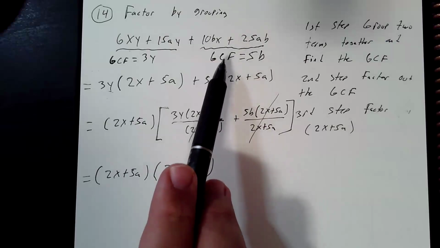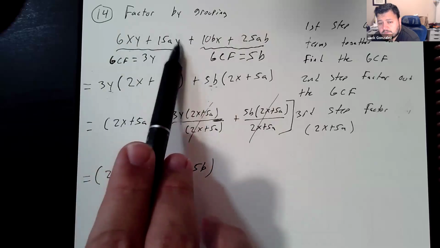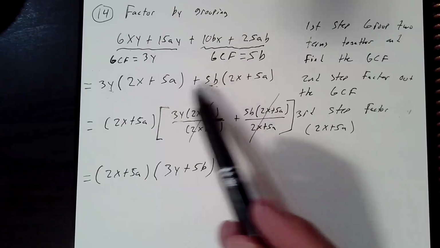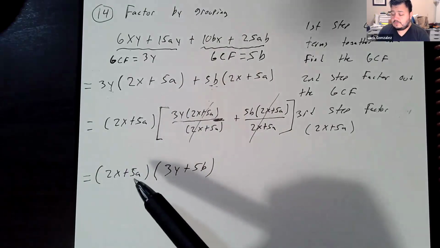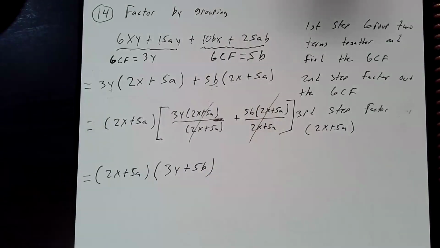So I pulled out 5b from these two, got this. Pulled out 3y from these two, got this. So we were doing GCF. We've been doing GCF the entire time. That's technically how you do factor by grouping. But I'm not sure if I understand your question or your request.